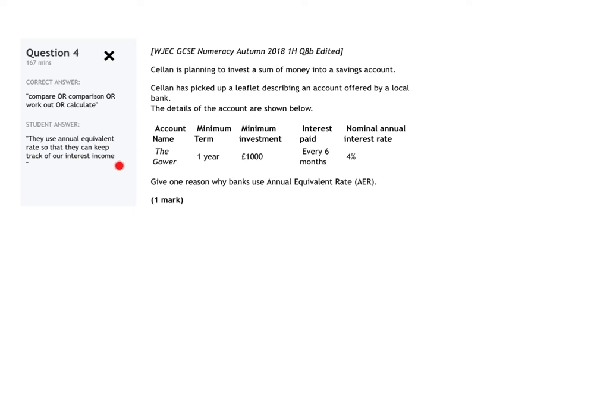If we look at what the student put here, they use annual equivalent rates so they can keep track of their interest income. That's not good enough for the mark. They're looking for the words compare or comparison, or even work out or calculate within the right context. That would get you the mark. But remember, it's only 1 mark for this question.